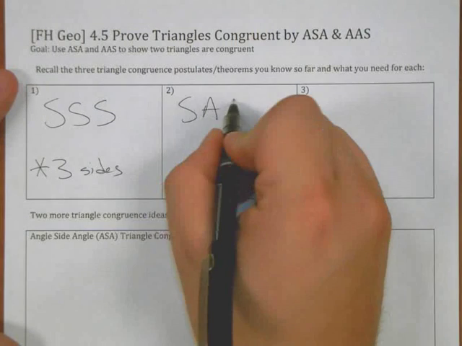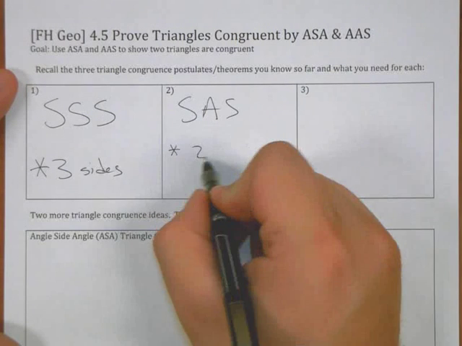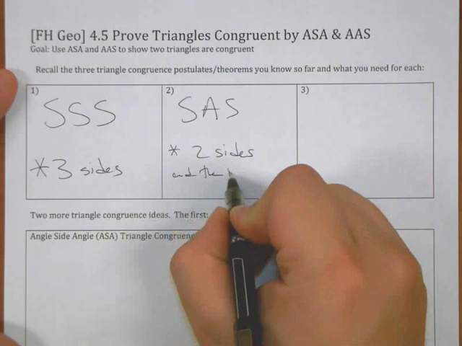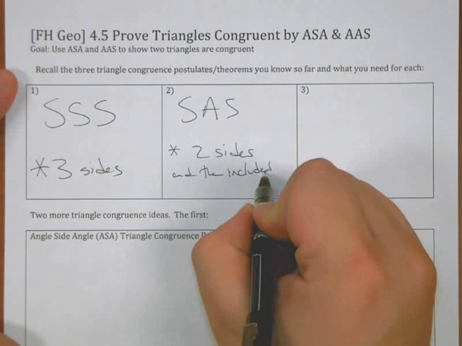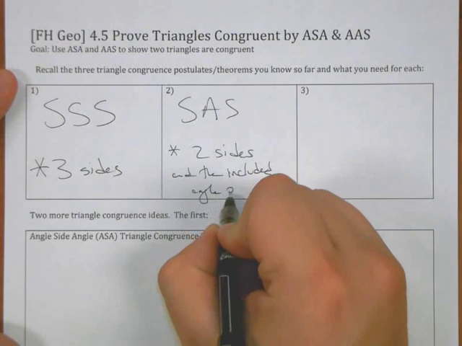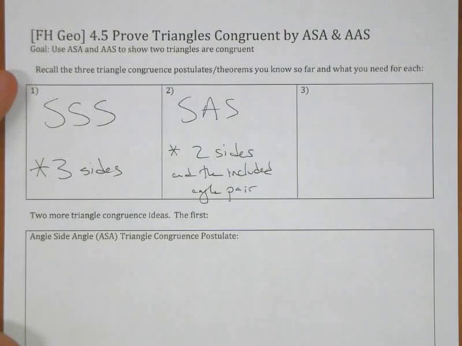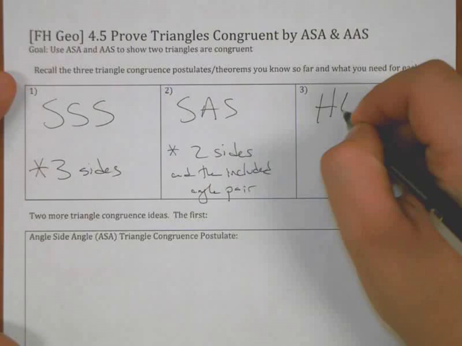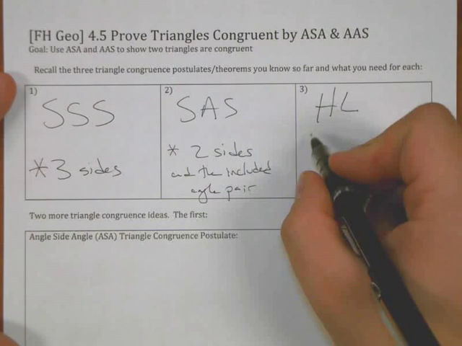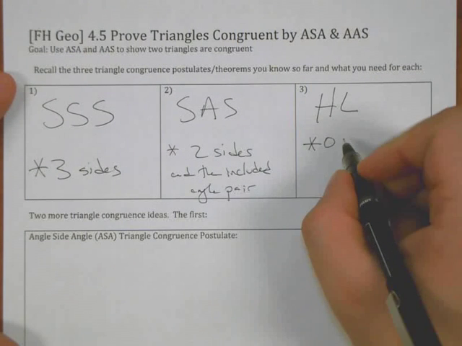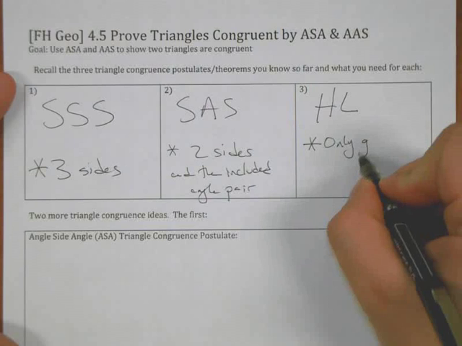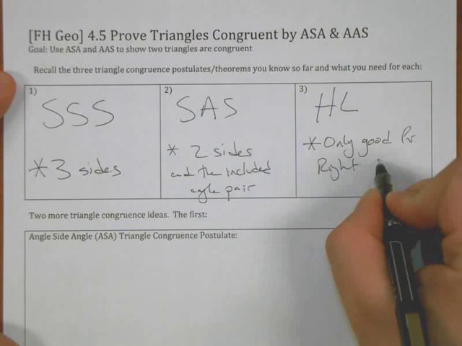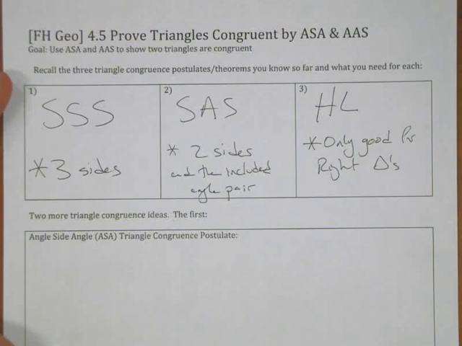If it said maybe side-angle-side, that's two sides and the included angle pair. Or possibly we had the third one, which was hypotenuse-leg, and this one is only good for right triangles.